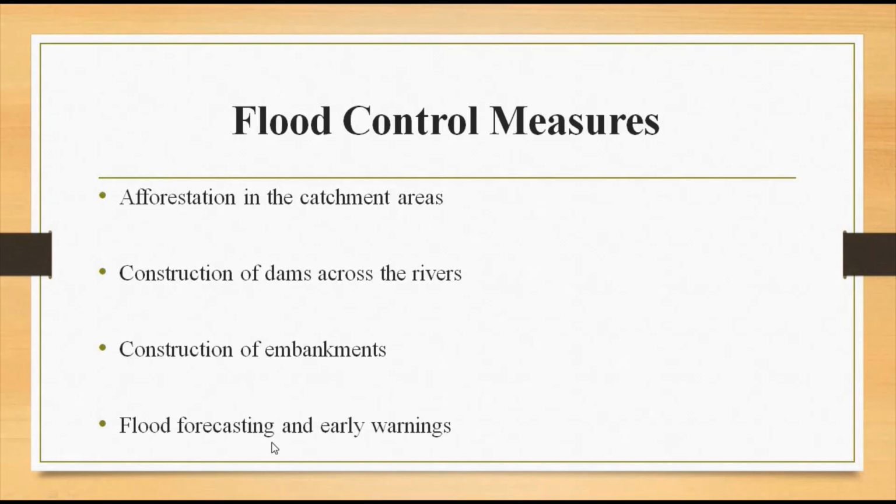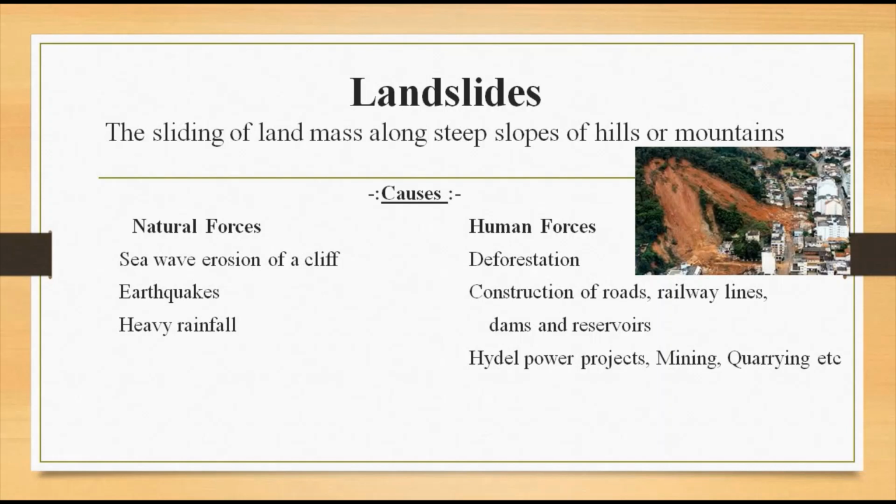And flood forecasting and early warning. Whenever the flood comes, early warning through radio, TV, etc. Announcements have to be made, and those who are in low-lying areas have to be shifted to highlands. Okay, these are the main flood control measures we can do. Then another natural disaster, landslides. Friends, a landslide is the sliding of land mass along steep slopes of hills or mountains.